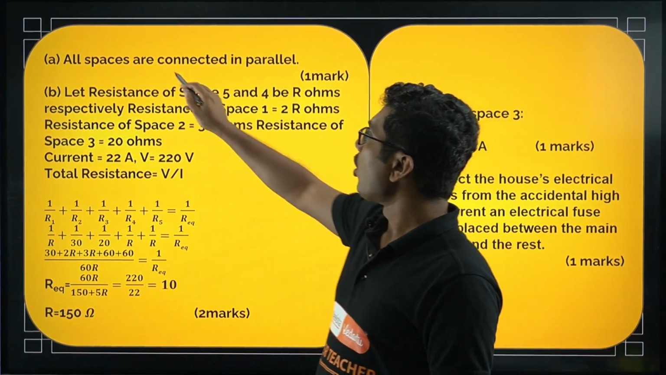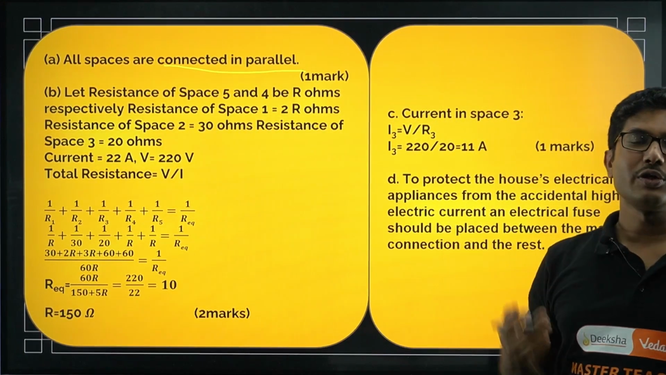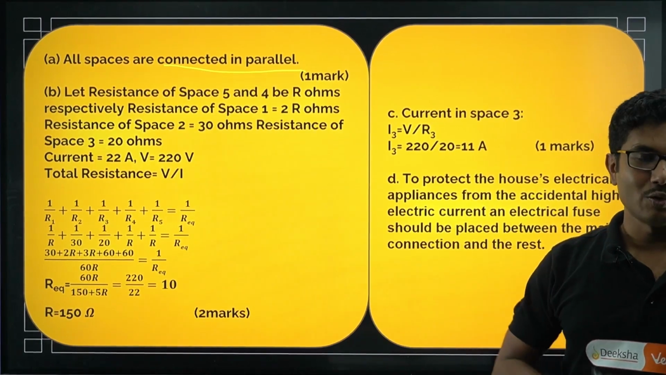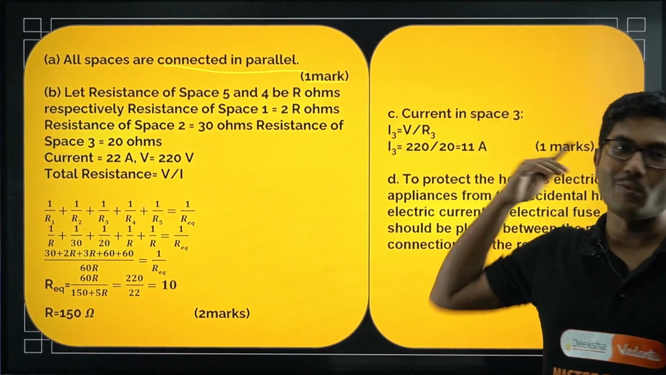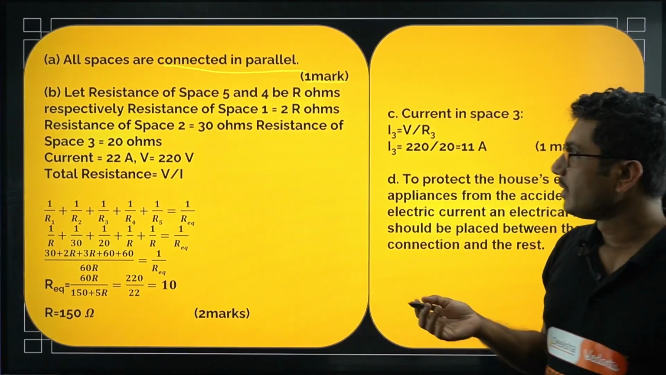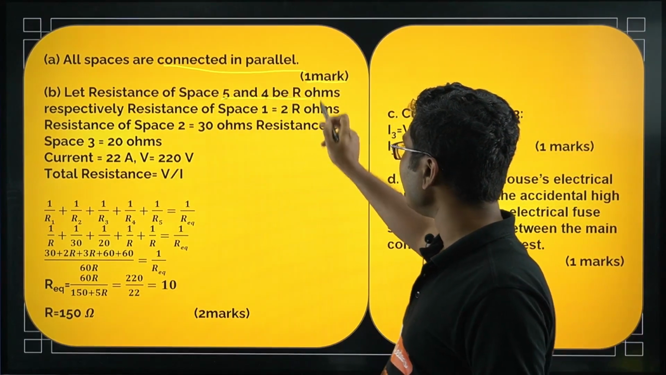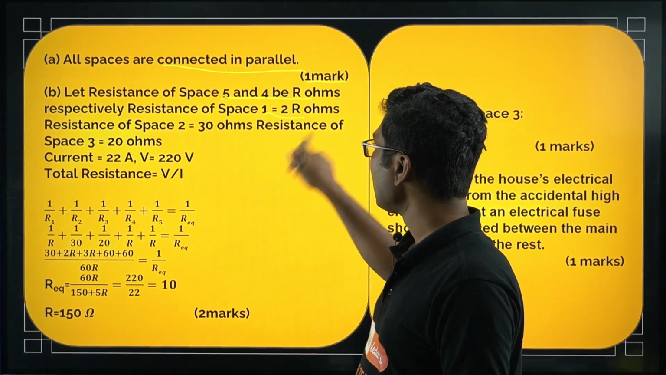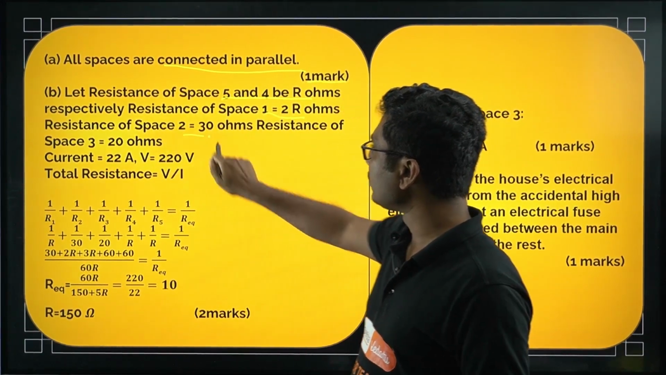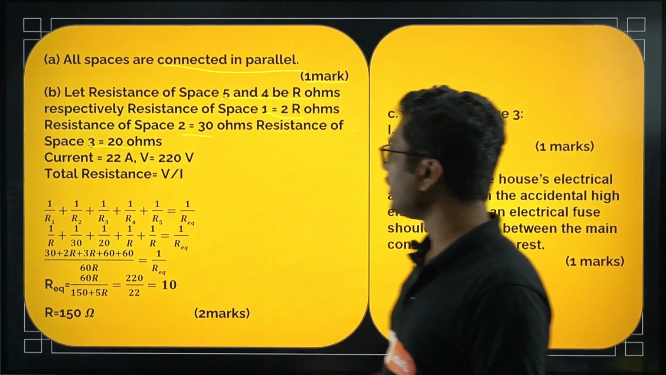First, all spaces are connected in parallel. As I said, household connections are always done in parallel, no matter what. If you write this, you will get 1 mark. Very easy, only 1 mark for a 1 line answer. Let the resistance of space 5 and 4 be r ohms respectively. Resistance of space 1 is 2r ohms, resistance of space 2 is 30 ohms, resistance of space 3 is 20 ohms. These are already known.